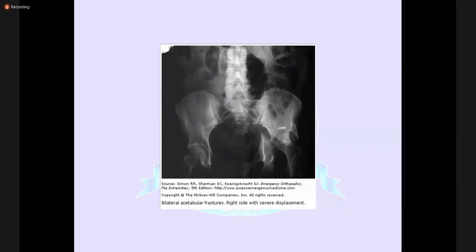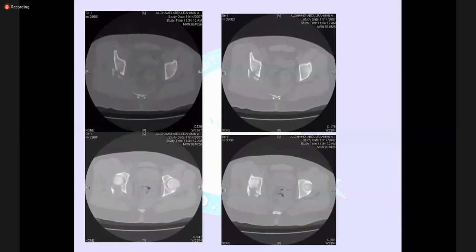How to fix? Fixing is by different means. Open reduction, internal fixation by recon plates, as I will show in the subsequent slide. Open reduction, internal fixation with the recon plates. So, the CT scan of the same patient.